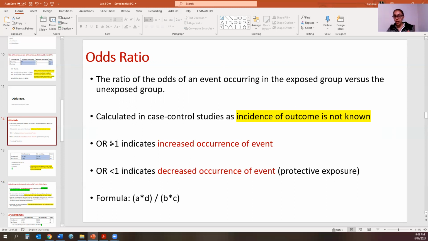Odds ratio greater than 1. What does it indicate? An increase in the occurrence of the event. Less than 1 indicates a decrease in the occurrence of the event. And then you have a formula for this.